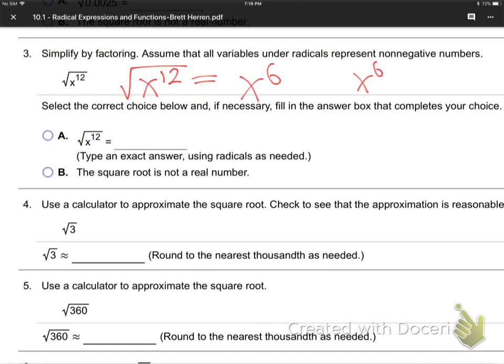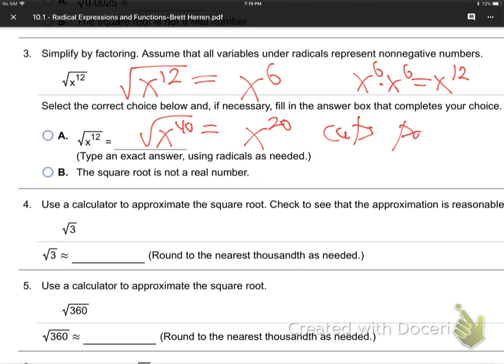Because x to the 6th times x to the 6th, powers add, go back to x to the 12th. Make sense? So when you multiply same bases, powers add. Remember that rule? So vice versa, the square root's just going to cut it in half. You get the deal? So what would be the square root of x to the 40th? X to the 20. It's just going to cut it in half. It cuts powers in half. So that's what a square root will do to powers.